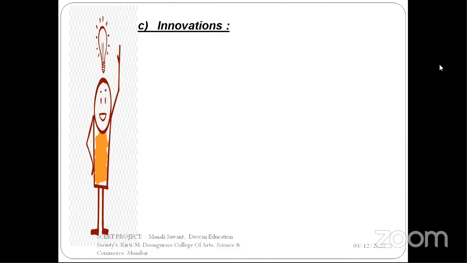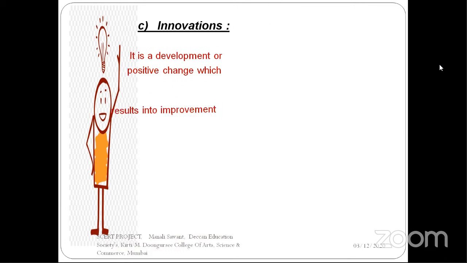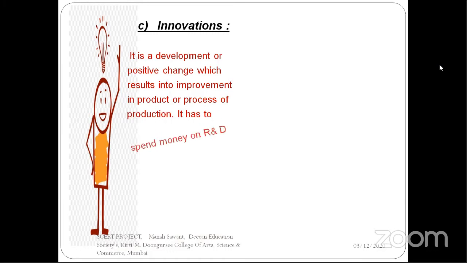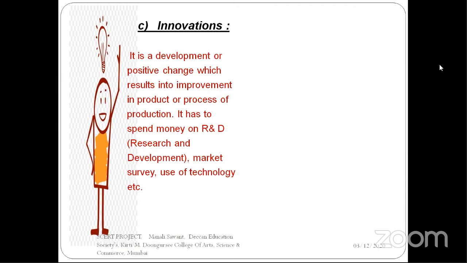Now, while we are doing the business, they should be innovative. Innovation is a development or positive change which results in improvement in the product or process of production. It has to spend money on R&D, that is research and development, market survey, use of technology, etc. So while we are doing the business, what do we require? We require innovations. How can we innovate? Innovative ideas can be used to improve the product. We can use innovative technologies so that the quality of the product is excellent and we can achieve more and more targets. We can capture more and more market, ultimately resulting in huge profit.